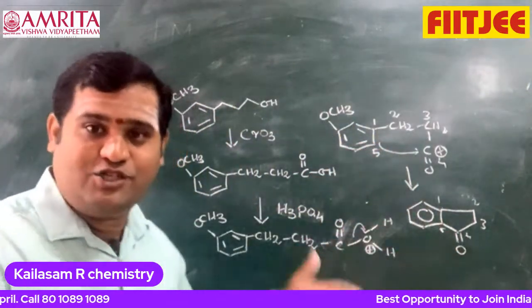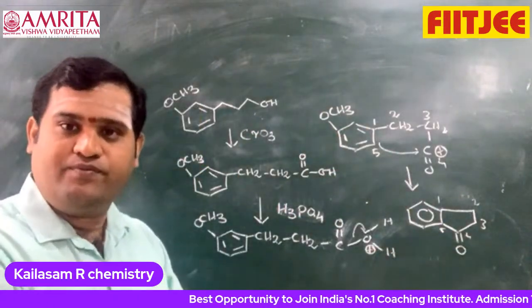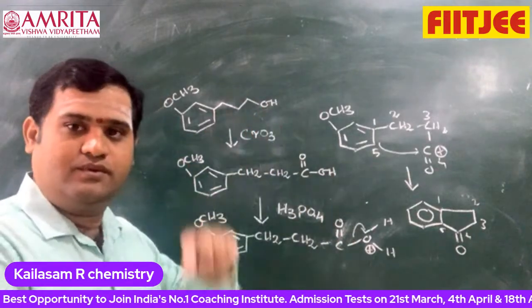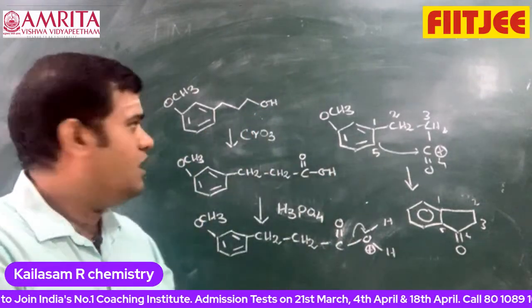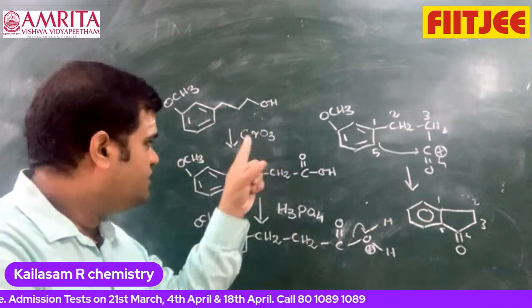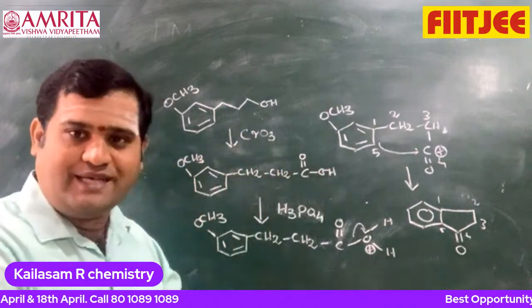This is what you may expect for the JEE Mains question. It's a major product they will ask. Look at this. It's an alcohol, right? The alcohol, I can say 1, 2, 3. Alcohol by using CrO3: primary alcohol gets oxidized, which gives carboxylic acid.